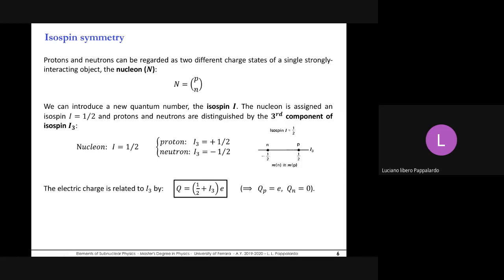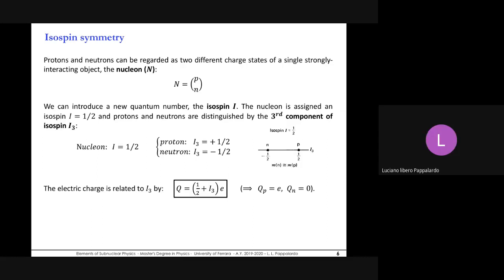A question: why are we talking about a third component of the isospin that is a quantum number? Because, as we will see in the next slide, this appears as a vector with three components, I1, I2, I3. I will show you in a moment, in five minutes. Okay, thank you.